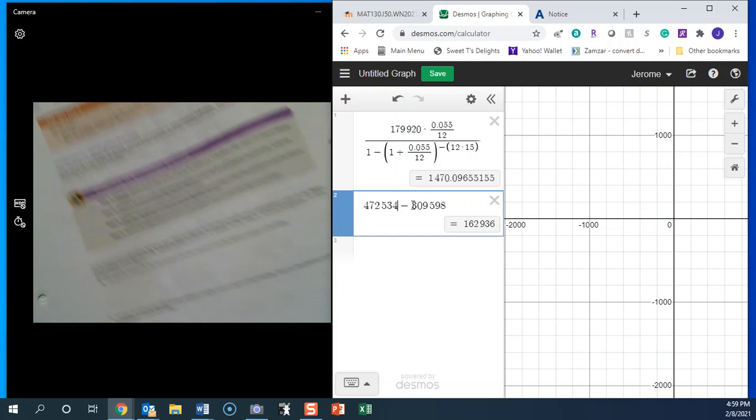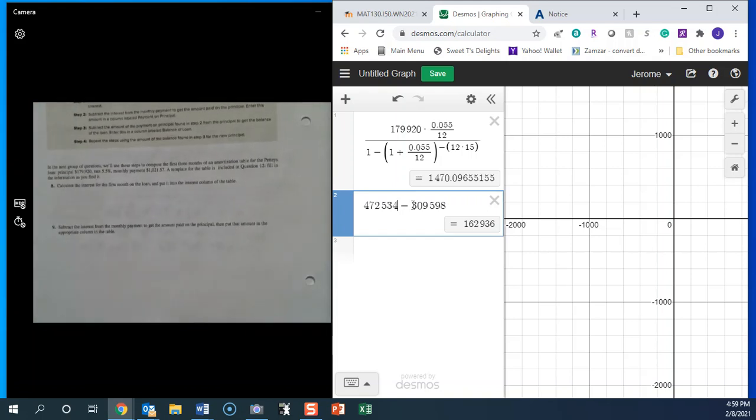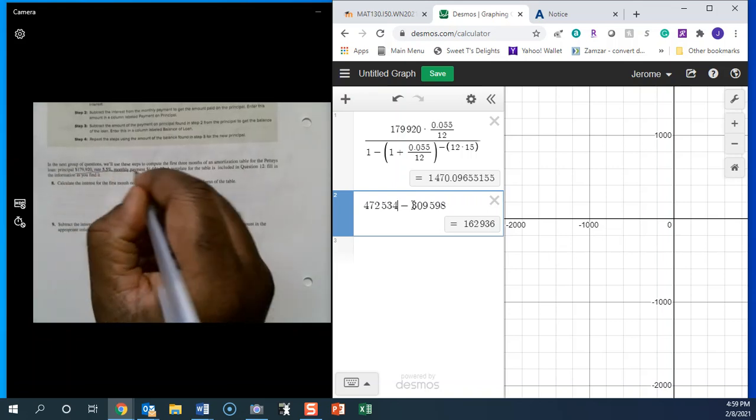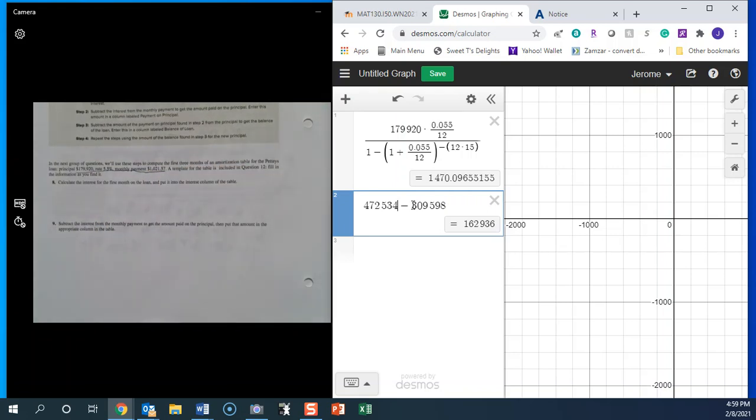All right, now we go to the back here at the bottom, and we're actually almost done. It says in the next group of questions, we'll use these steps to compute the first 3 months of an amortization table for the Petty's loan principal, $179,920, rate 5.5%, and monthly payment $1,021.57. A template for the table is included in question 12. Fill in the information as you find it. Okay, so calculate the interest for the first month on the loan and put it into the interest column on the table.